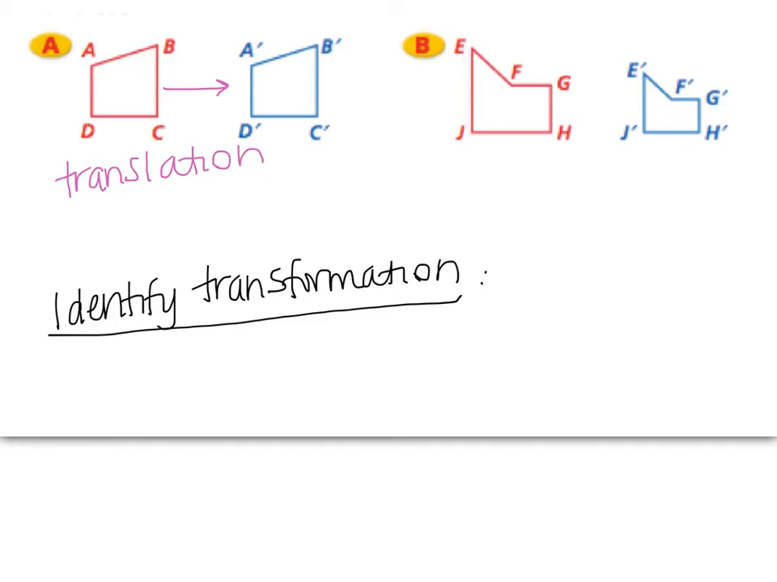Alright, let's look at B. If we look at B, again, the red is the original and the blue is the new. If we look at it, it looks like it's been slid to a new position, but now our object is smaller. And we didn't identify anything that was like that, so this is actually none of these. It isn't any of the 3 that we've been working with.